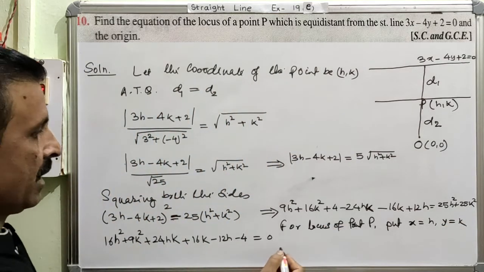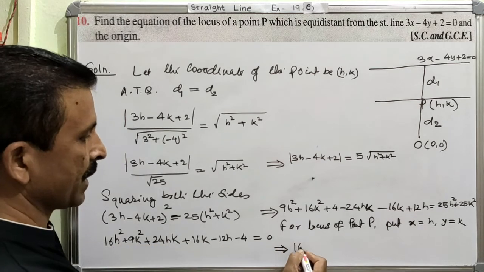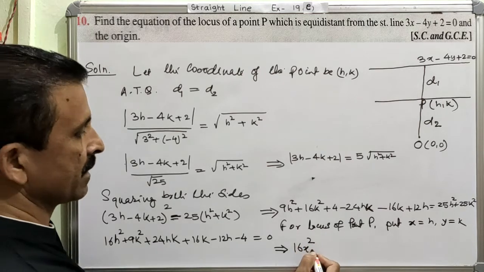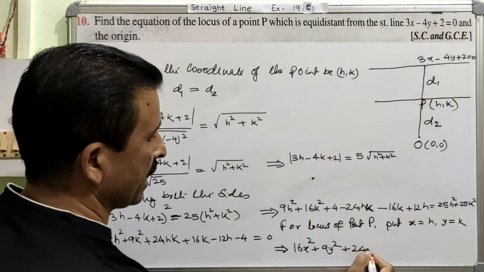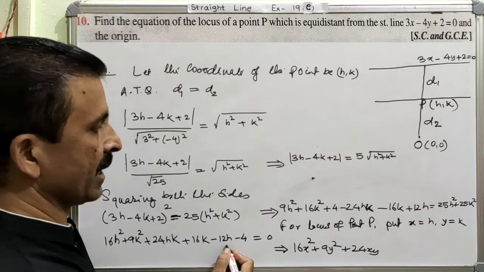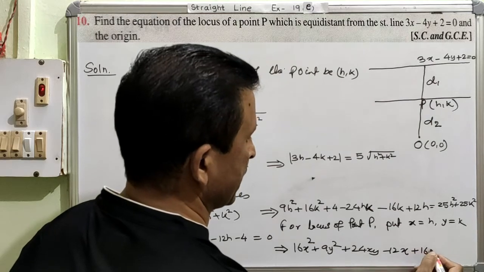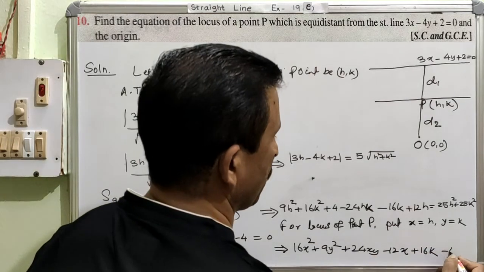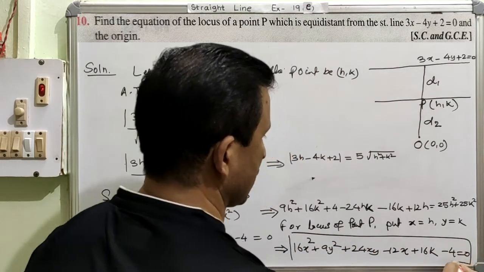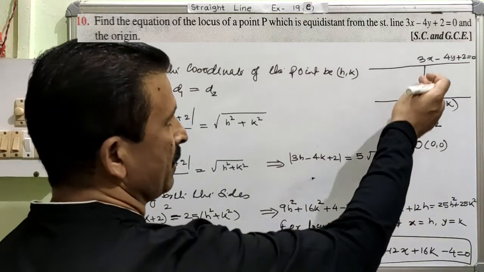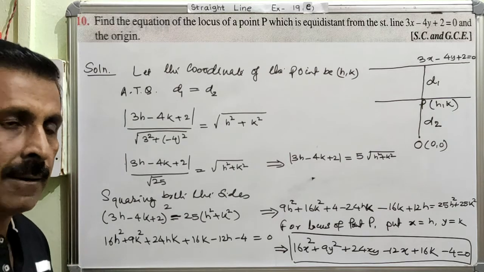So finally your equation after this rearrangement will be 16x square, 9y square, plus 24xy. First write minus 12x, then plus 16y, and then finally minus 4 is equal to 0. So this is your required equation. This is the locus of a point which is at equal distance from this given line and the origin. Is it very clear? Thank you.